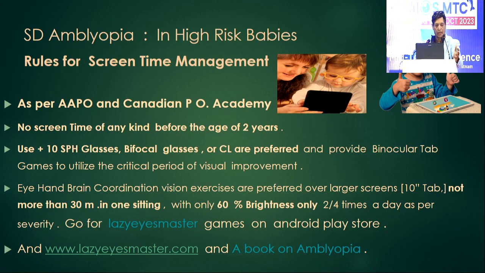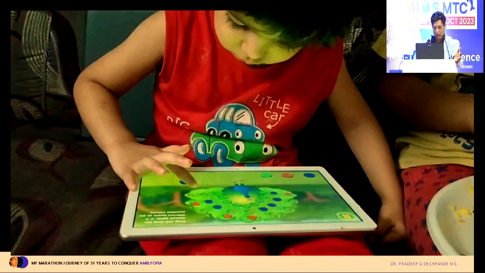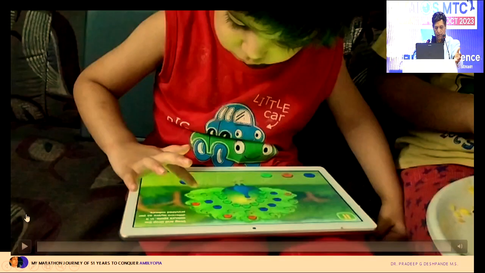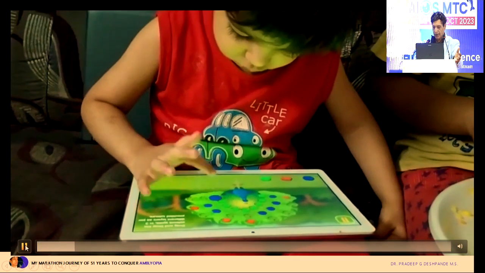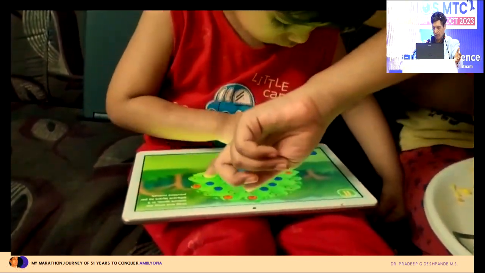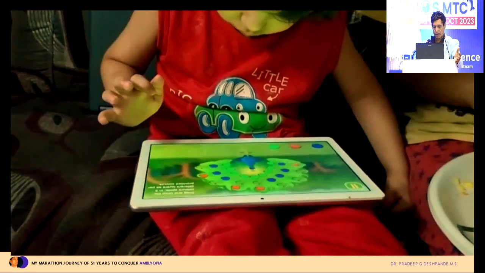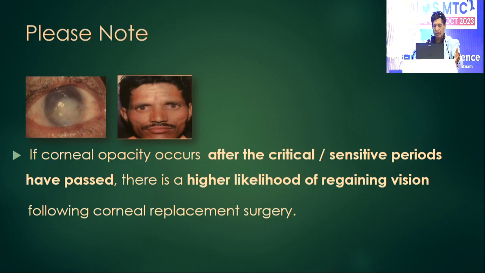The child should not play more than 30 minutes and the illumination should not be more than 60%. But as per the severity, the games can be played 2 to 4 times. Go for Lazy Eye Master games on the Android Play Store, and the child can play the games very easily. These eye, hand, brain coordination games are available.